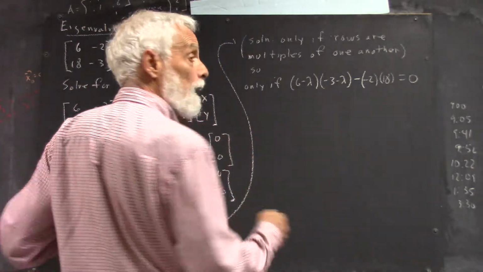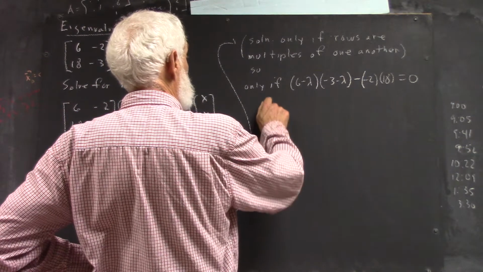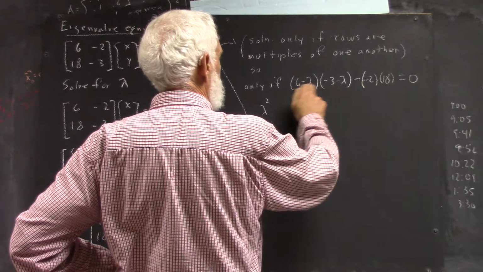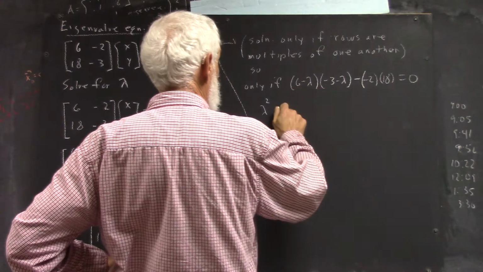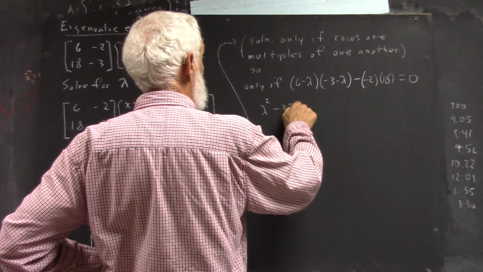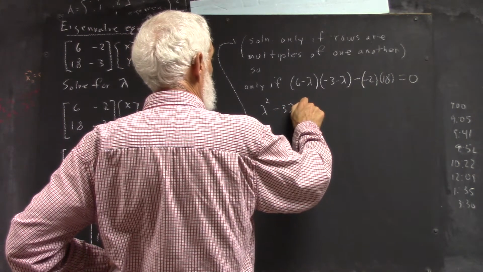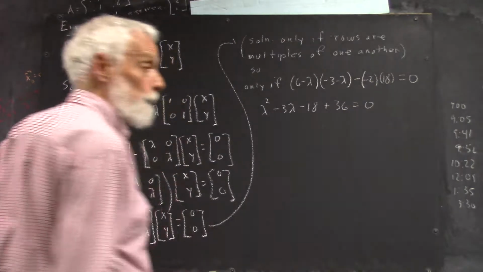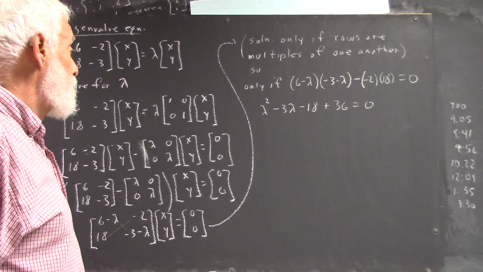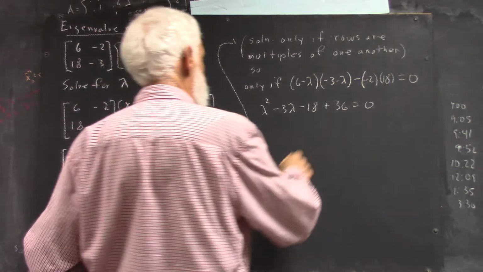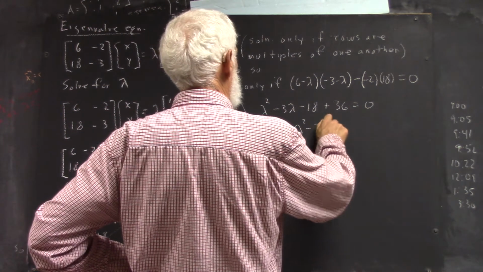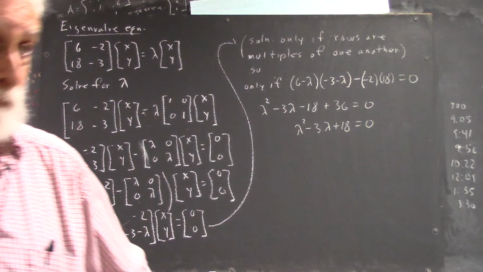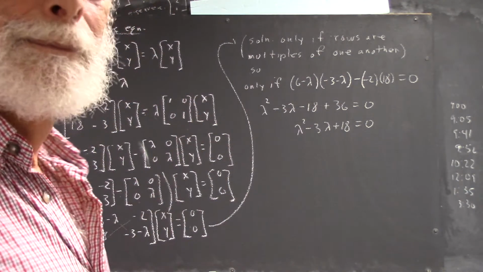Well, if we multiply this out, what do we get? We get lambda squared, and we get, let's see, minus 3 lambda, minus 6 lambda plus 3 lambda, which is minus 3 lambda, minus 18 plus 36 equals 0, right? And that gives me lambda squared minus 3 lambda plus 18 equals 0. Okay? Now, can you solve that for lambda?